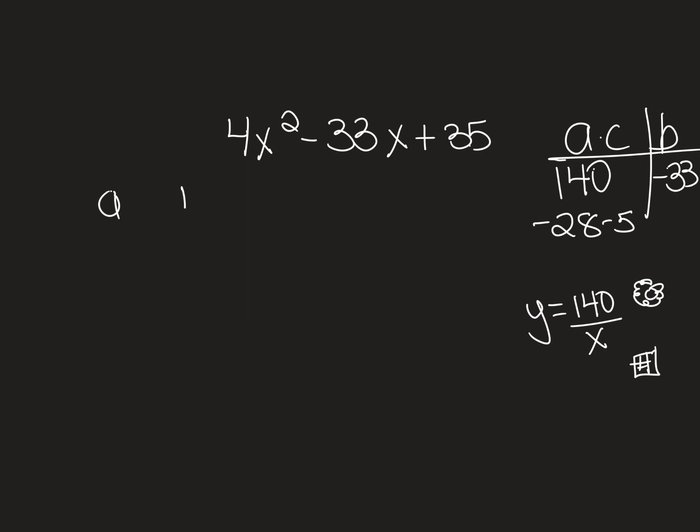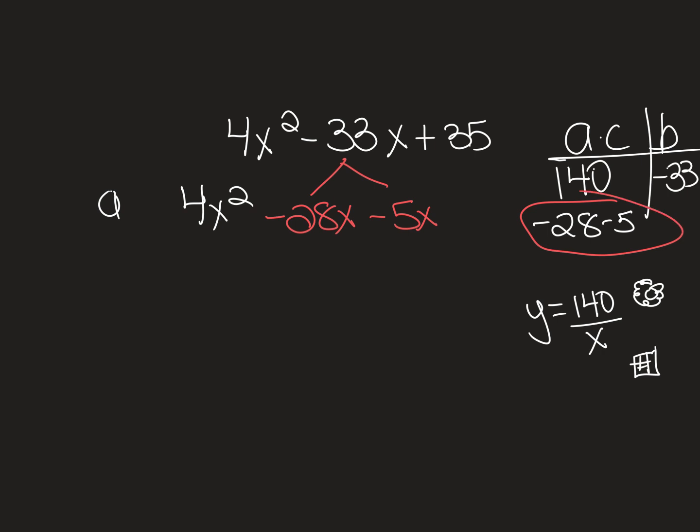Now I'm simply going to break apart that middle term, that b term, and find my two binomials. So here I'll have my 4x squared. I'm going to break apart this middle term: negative 28x and minus 5x. I got both of these terms just from right here. And then my plus 35. So I simply expanded this trinomial.